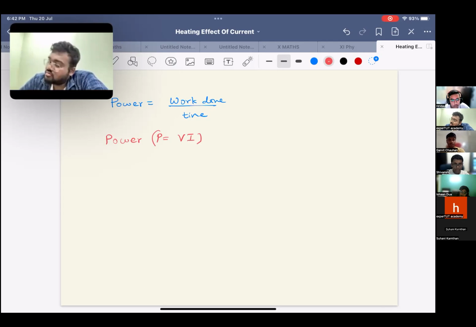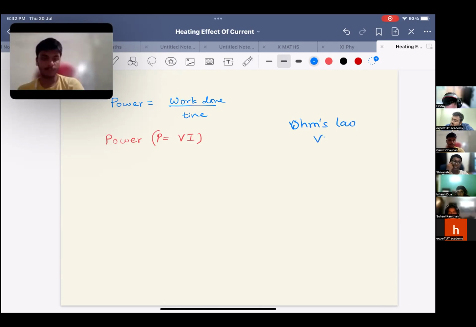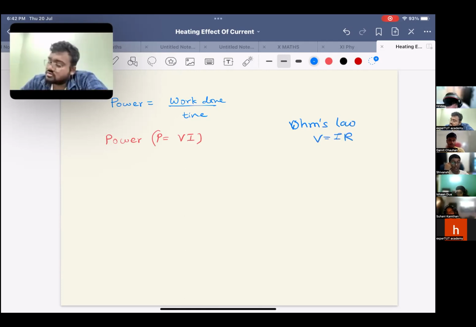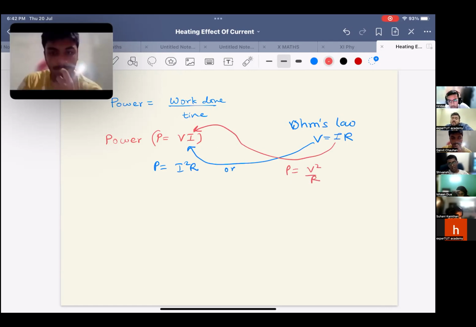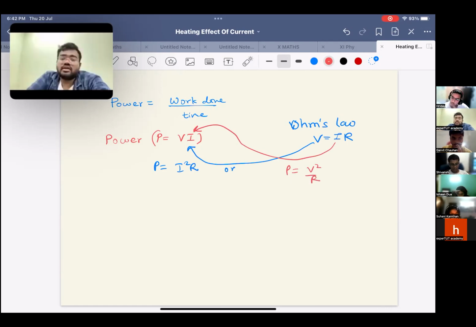And we also did, because Ohm's law says V is equal to IR. You put that V here, you'll get power is equal to I square R. Or if you put this I here, you get power is equal to V square by R. Fine. Right. Write it again, okay?